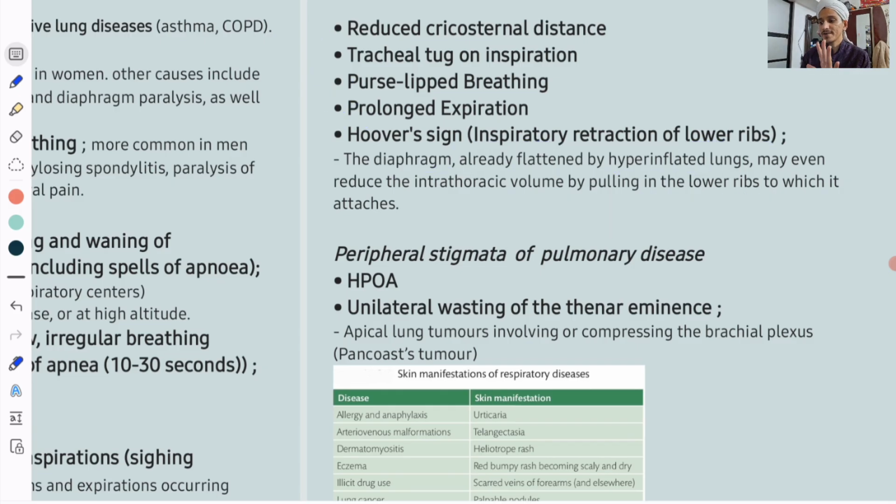Okay, that's about the thoracic examination which we have done. That is only inspection. So other signs we'll talk about in the next class.